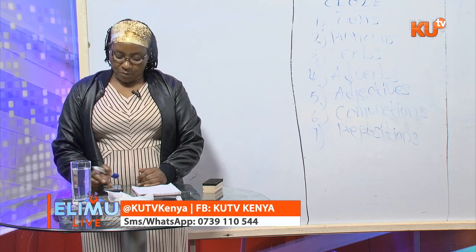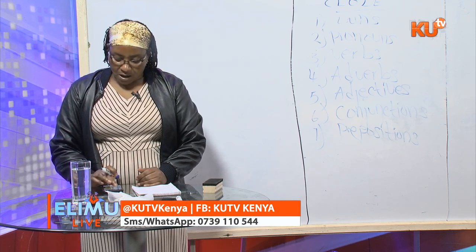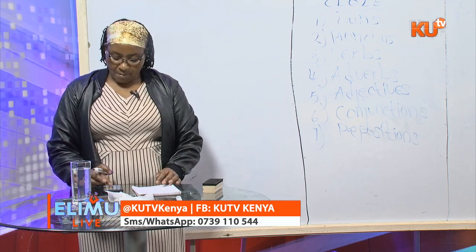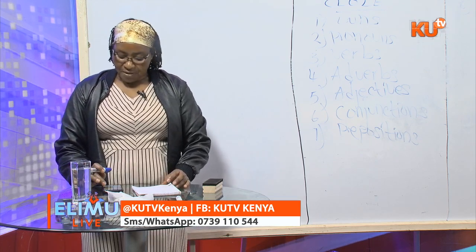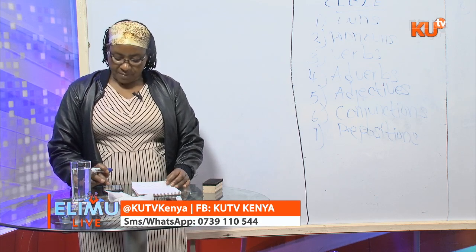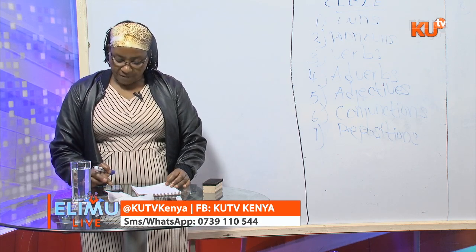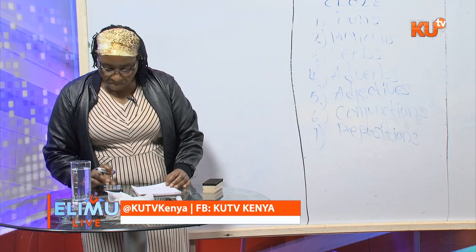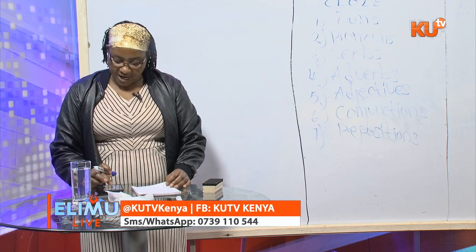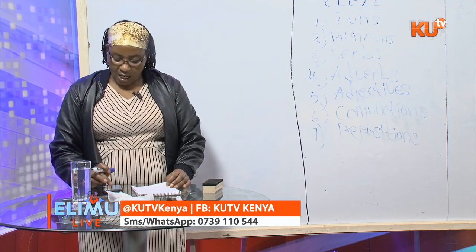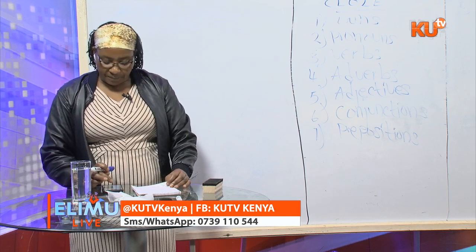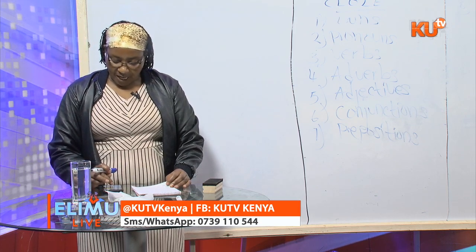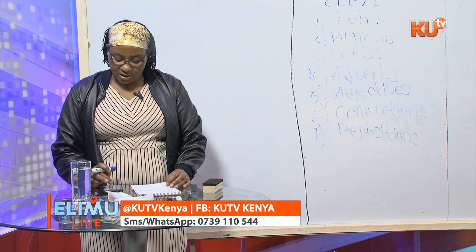We move on to topics in class 5. In class 5, the first topic is school. Number 2, home. Number 3, family. No, number 4 is geographical features. Number 5, travel. Number 6, technology. Number 7, social activities. Number 8, health and hygiene.